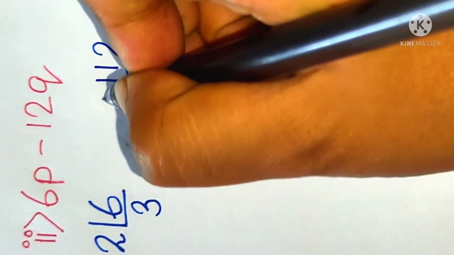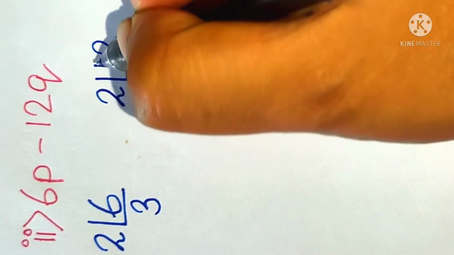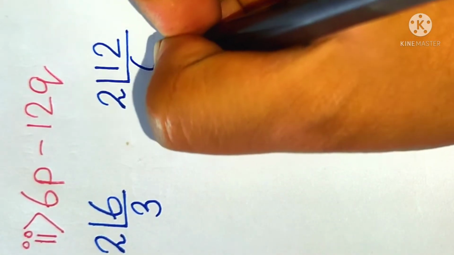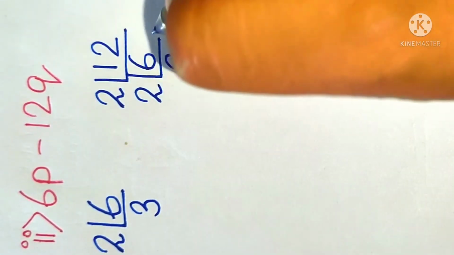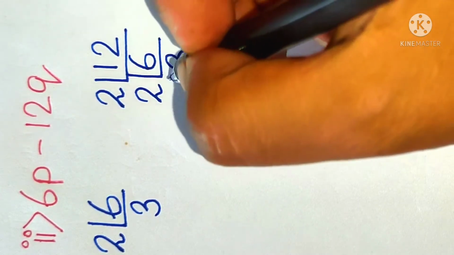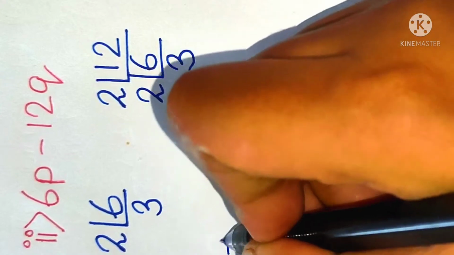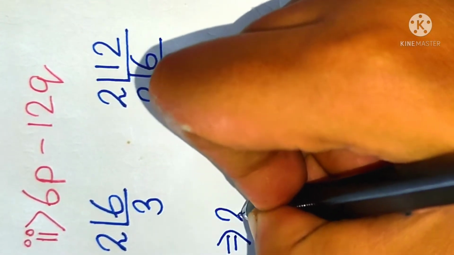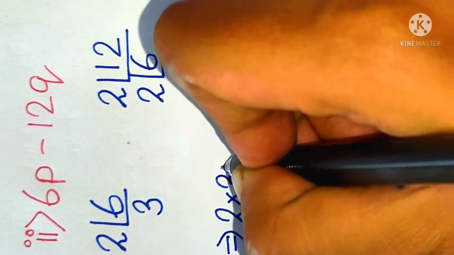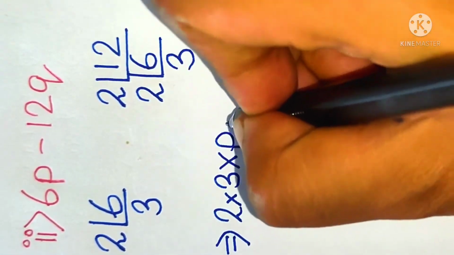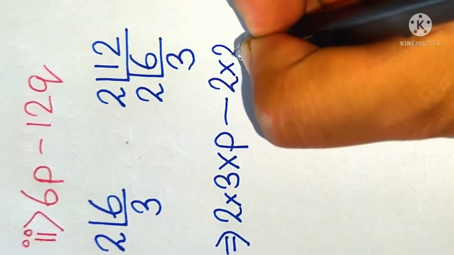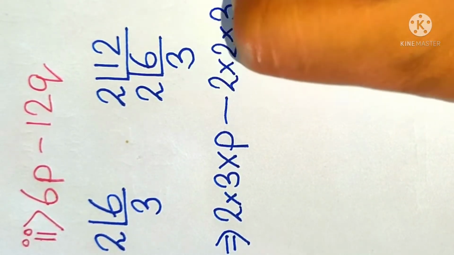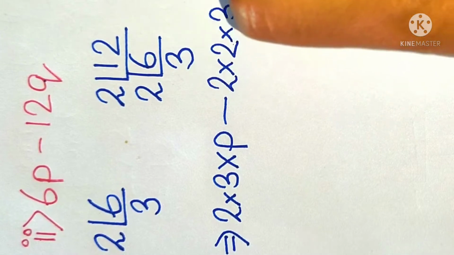Now we will factorize 12. 12 is divisible by the smallest prime number 2. 2 6s are 12. So we will write here 6. Next, 6 is also divisible by 2. 2 into 3 is 6. Now 3 is the prime number, so stop here. In place of 6p, we can write 2 into 3 in place of 6 and into p. Minus we have 12q. 12 can be written as 2 into 2 into 3 into this q. So write q like this.